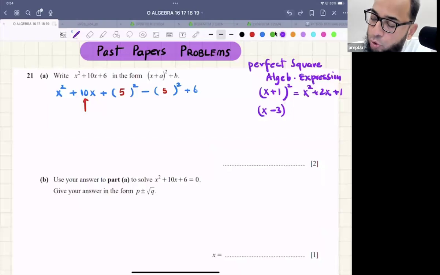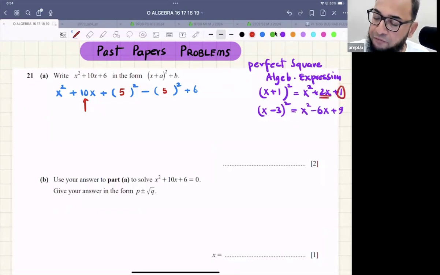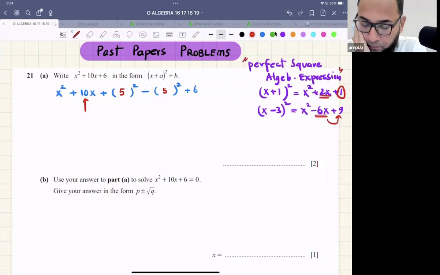x minus 3 whole square, that is x square minus 6x plus 9. Now over here, look at the coefficient of x, that is 2. Half of 2 is 1. 1 square is 1. Half of negative 6 is negative 3. Negative 3 square is 9. So that is the hard and fast rule for a perfect square algebraic expression.